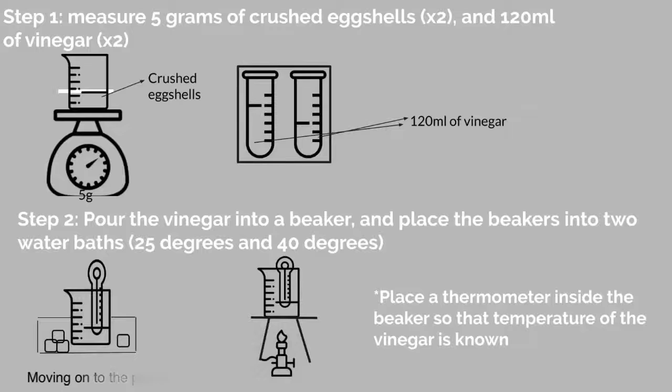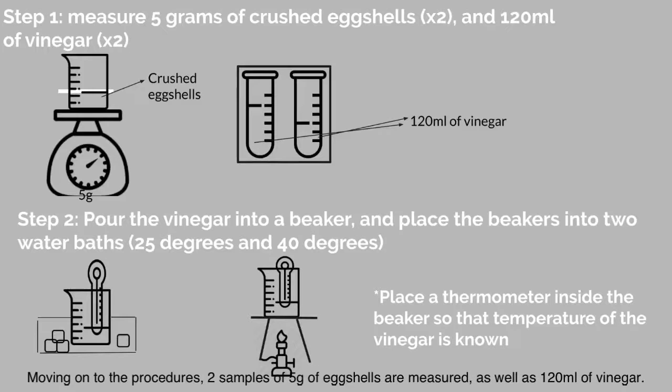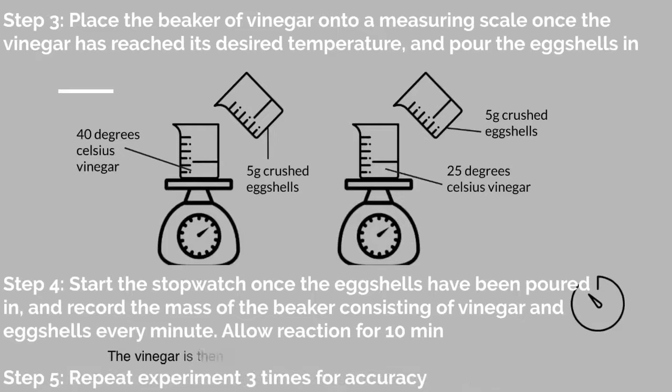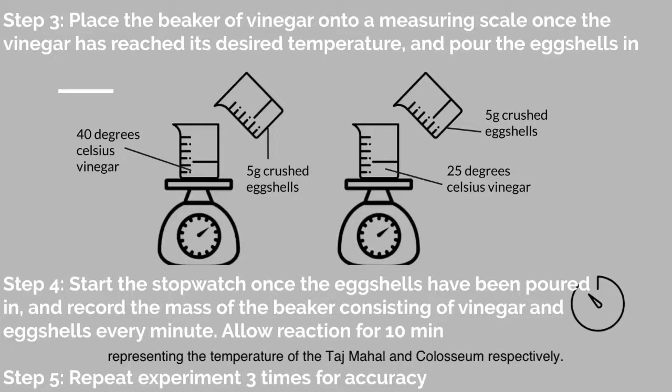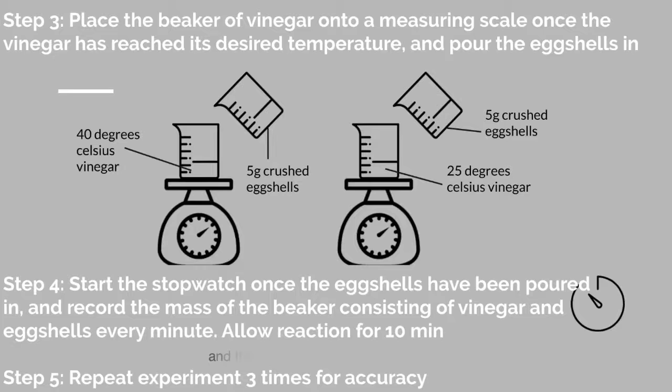Moving on to the procedures, 2 samples of 5 grams of eggshells are measured, as well as 120 ml of vinegar. The vinegar is then poured into a water bath of 40 degrees Celsius as well as 25 degrees Celsius, representing the temperature of Taj Mahal and the Colosseum respectively. The temperature of the vinegar is measured using a thermometer, and once the temperature is correct, the eggshells will be poured into the vinegar. The stopwatch is started once the eggshells are poured into the vinegar, and the experiment will last for 10 minutes.